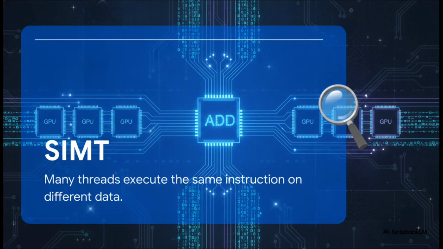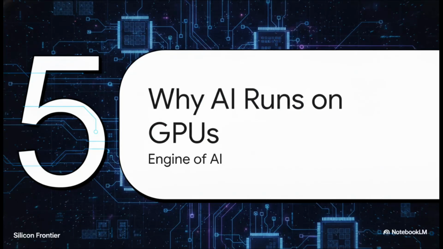But instead of one core doing that once, many different threads execute that exact same instruction on completely different pieces of data simultaneously. Imagine adding two massive arrays of numbers together. Instead of processing element 1 then element 2 sequentially, SIMT allows thousands of threads to grab their respective elements and add them all together in a single clock cycle. It's incredibly elegant. Which perfectly sets up part 5, why AI runs on GPUs.